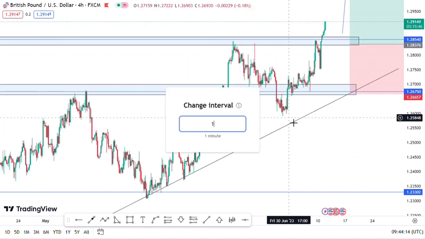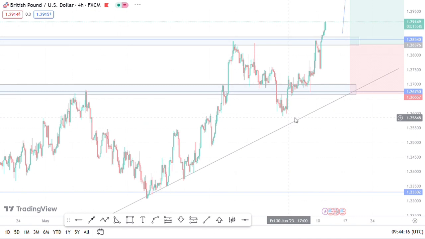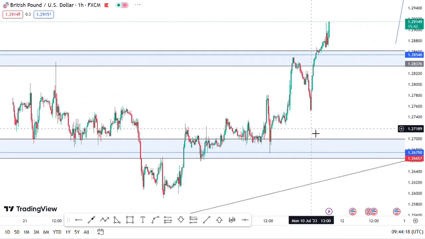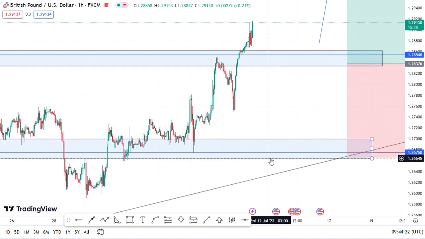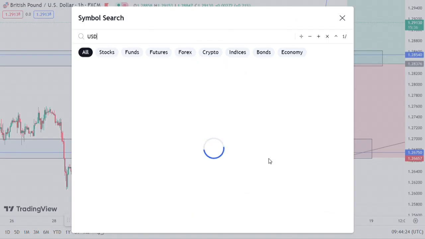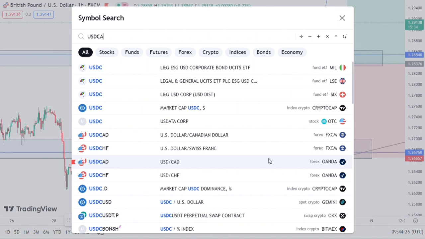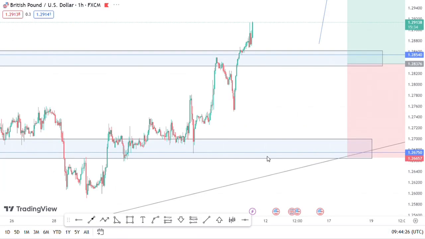So on the 1 hour time frame, let's see. Yeah, even on the 1 hour time frame, we're still waiting for a proper correction. And then we go to USDCAD. Here's my USDCAD.